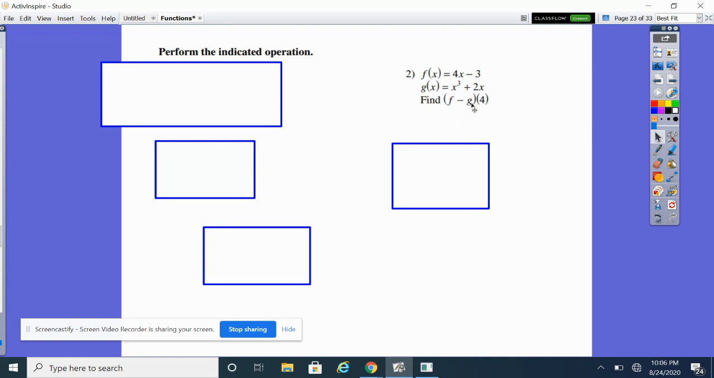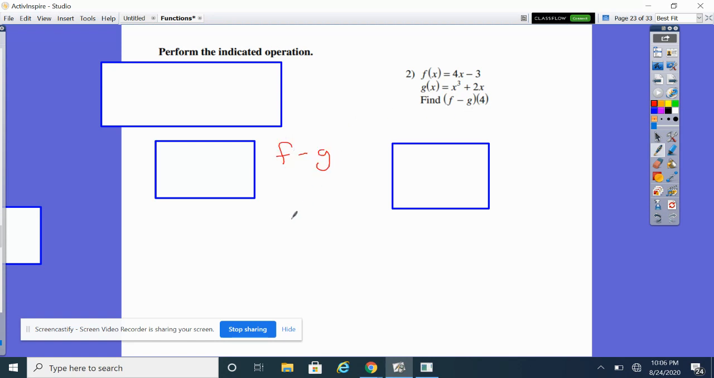Box number 2 says, let's do subtraction this time. Let me slide this out of the way. So whenever I do these, I like to actually write f minus g. So that way I know what order to write each function in. What is function f? Well, according to this, f is 4x minus 3. Minus, because of the minus sign, you have to put the next function in parentheses. X cubed plus 2x.